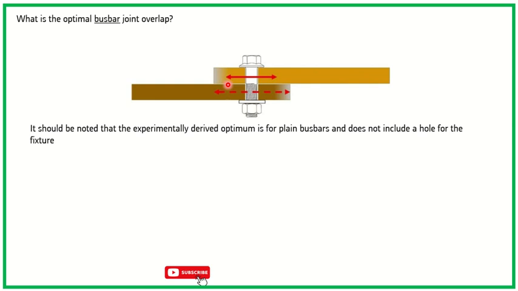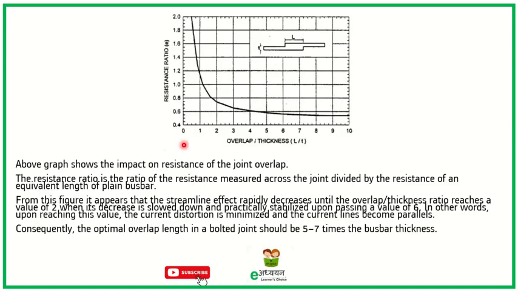There was a test conducted with two busbars fixed at the center with a bolt, and we have this graph. Here we have the resistance ratio on the vertical axis, and horizontally we have overlap over thickness, that is the length of the overlap divided by thickness. Here we can see the impact of joint overlap on resistance. The resistance ratio is the ratio of the resistance measured across the joint divided by the resistance of an equivalent length of plain busbar.